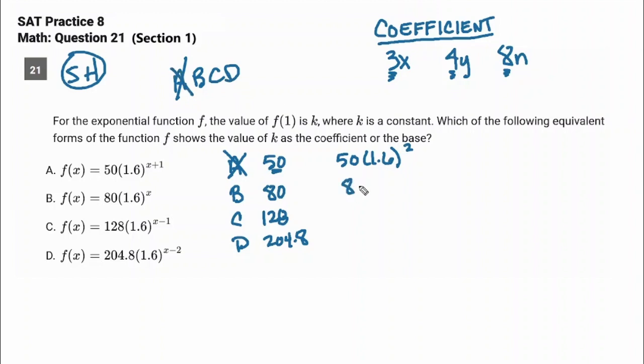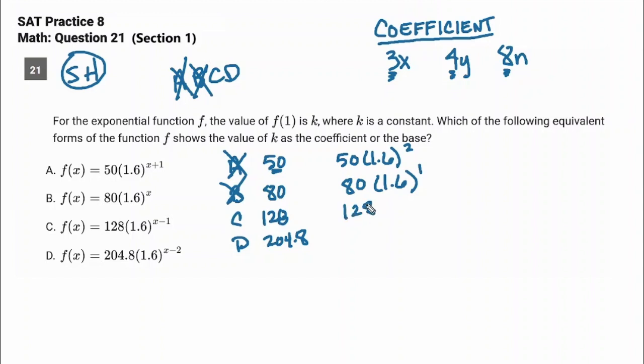All right, B. Do it again. 80 times 1.6 to the what? To the 1, because it says we're supposed to do f of 1. So 80 times 1.6, you're supposed to end up with 80. Is that going to happen? No, you don't need to do anything with that. All right, fine. Let's try C.